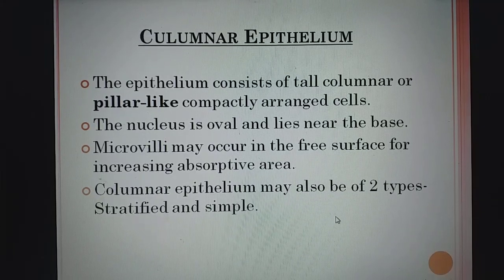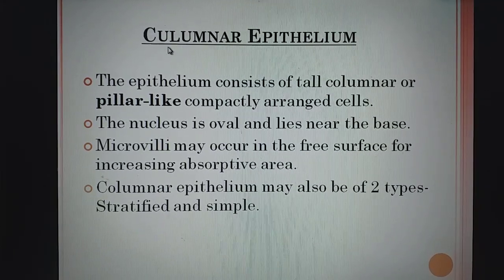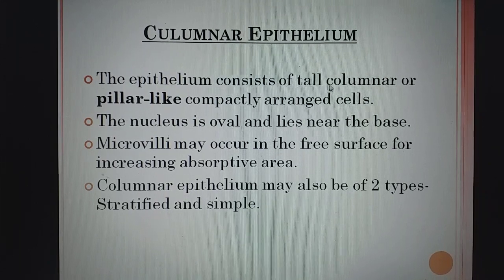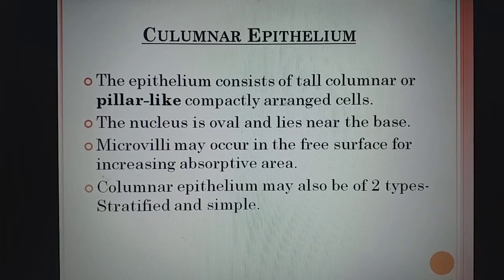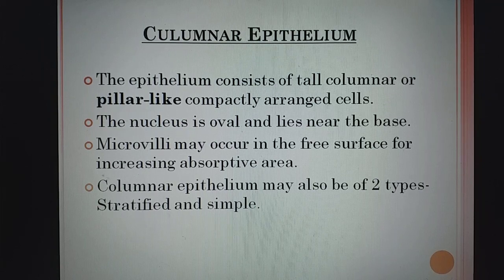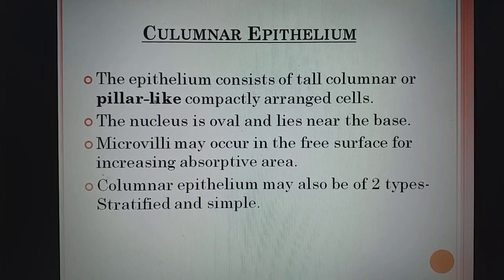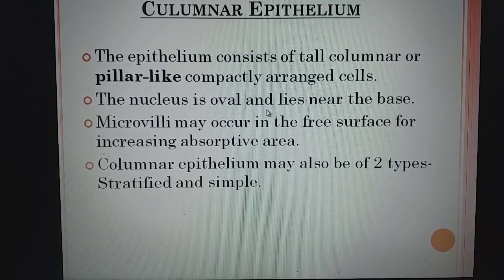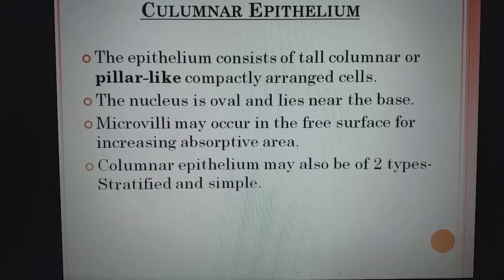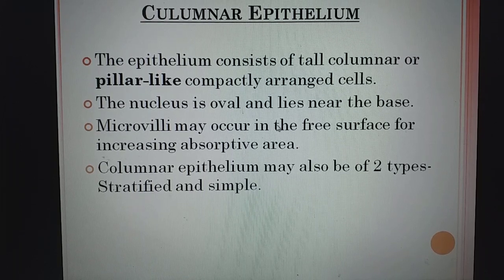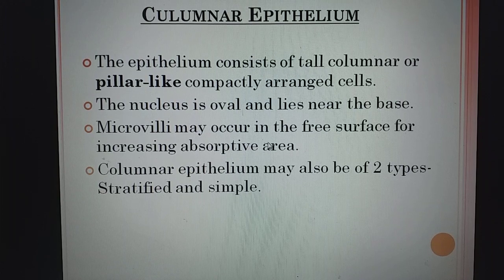Now columnar epithelial tissue. As the name suggests, a column-like structure is there, so it is also known as columnar epithelium. The epithelium consists of tall, columnar or pillar-like compactly arranged cells. The nucleus is oval and lies near the base. So this is the difference between cuboidal and columnar. The first difference is that cuboidal is cube in shape, whereas columnar contains cells column in shape. And the nucleus in cuboidal lies in the center, whereas in columnar the nucleus is oval and lies near the base. Microvilli may occur on the free surface for increasing absorptive area.